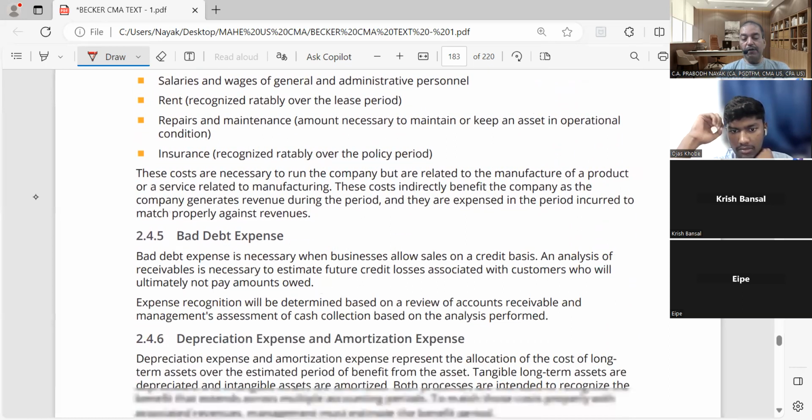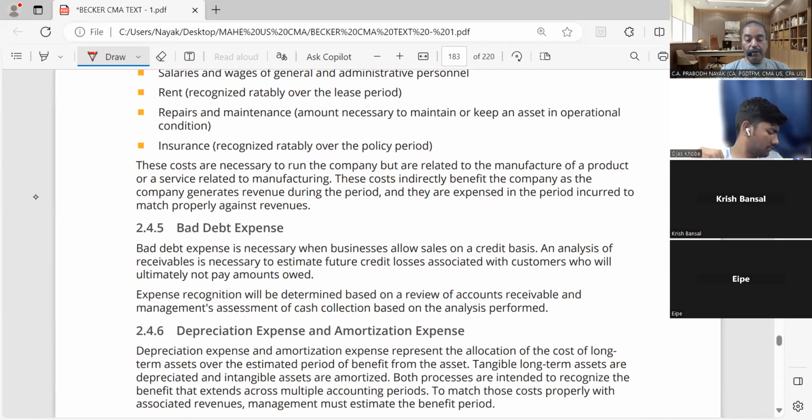What about bad debt expense? Bad debt expense is necessary when the businesses allow sales on a credit basis. An analysis of receivables is necessary to estimate future credit losses associated with customers who will ultimately not pay the amounts owed. Expense recognition will be determined based on the review of accounts receivable and management's assessment of cash collection based on the analysis performed.